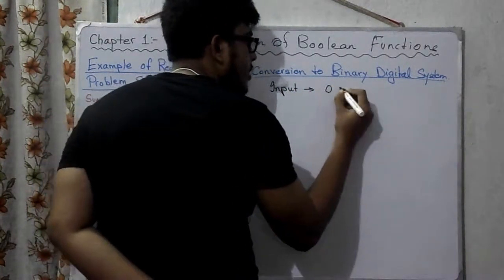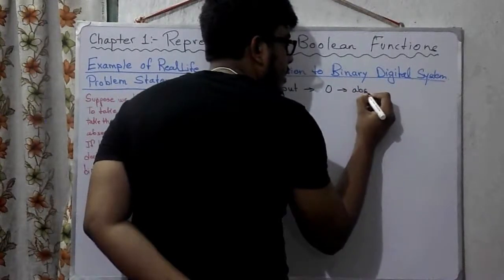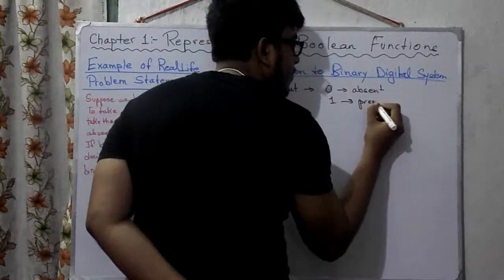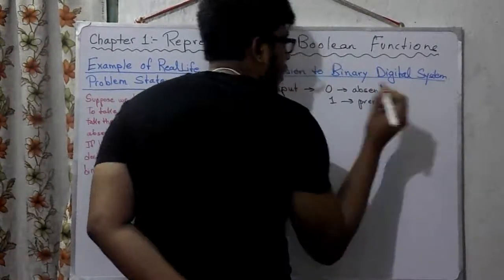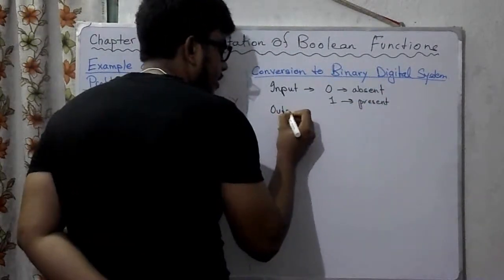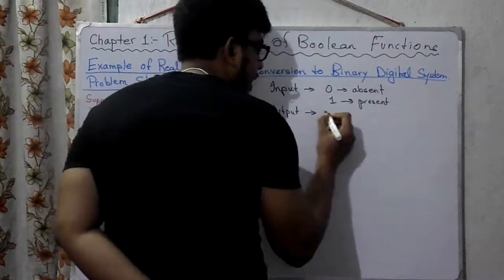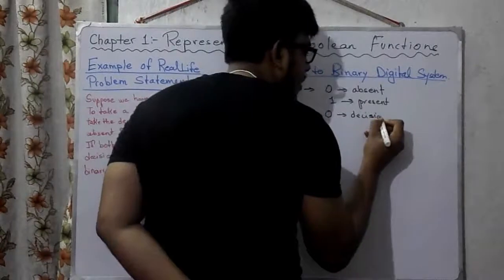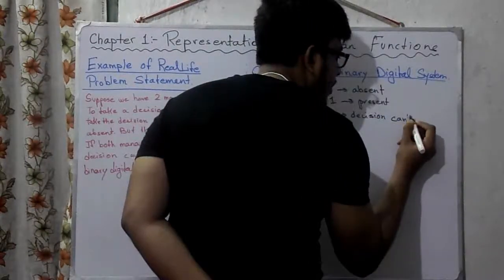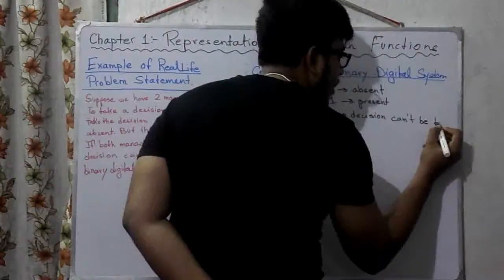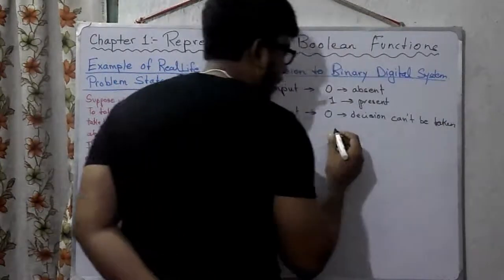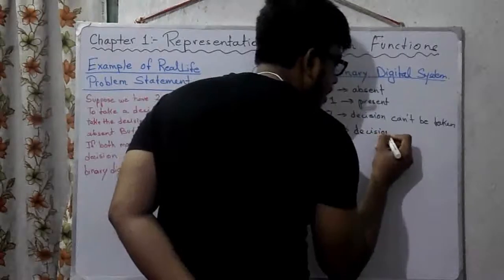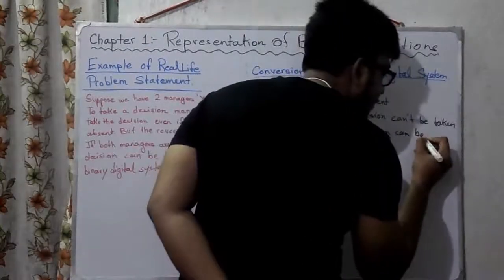So if we go straight to the binary digital system, for the input side, I consider 0 means absent, 1 means present. On the output side, I can say that 0 means decision can't be taken, and 1 means decision can be taken.